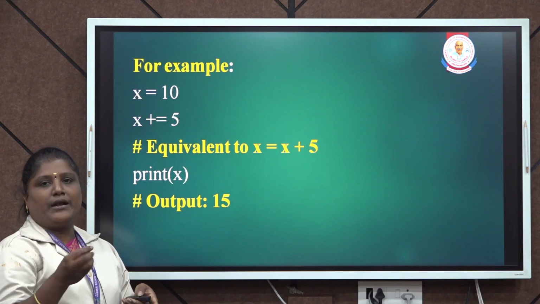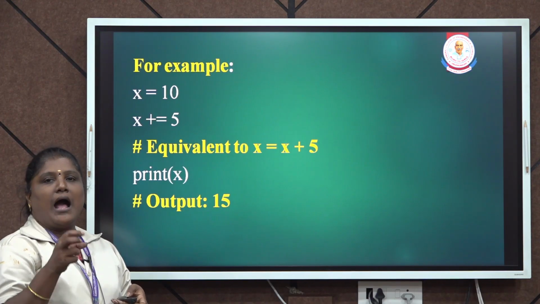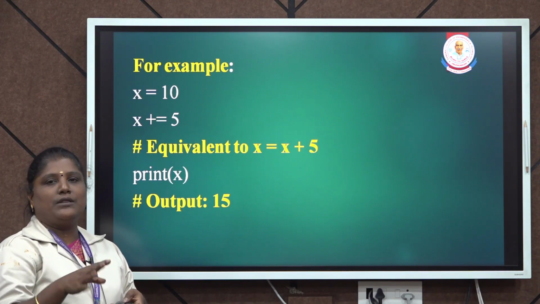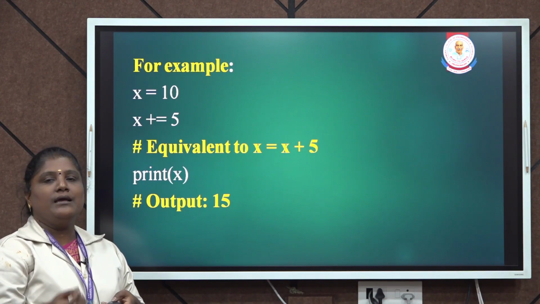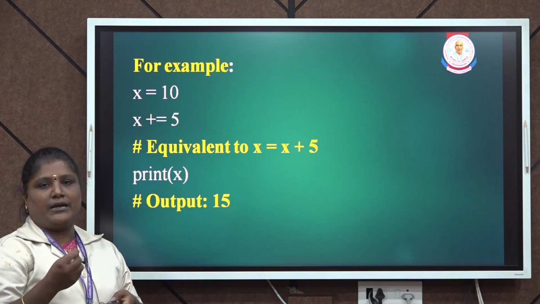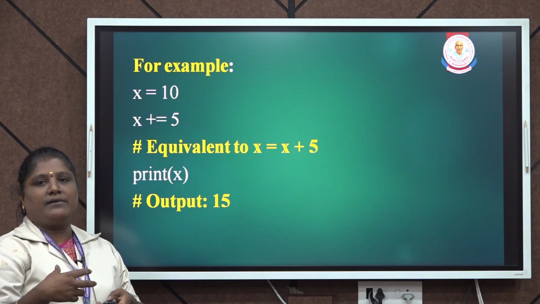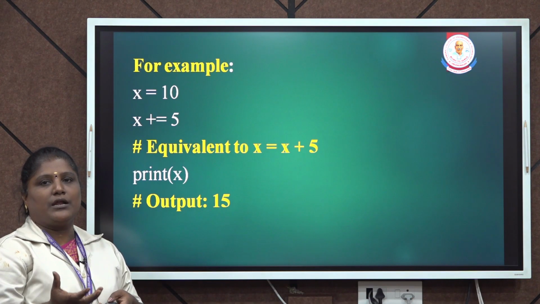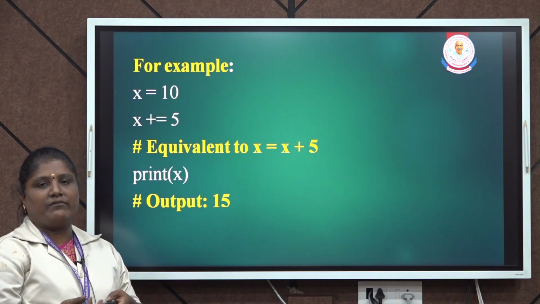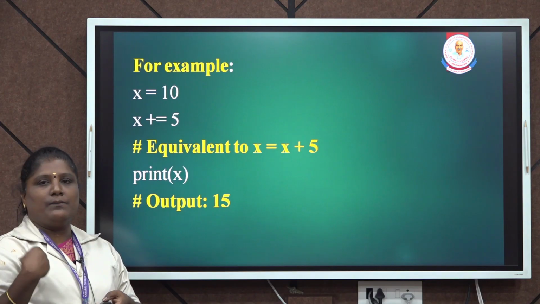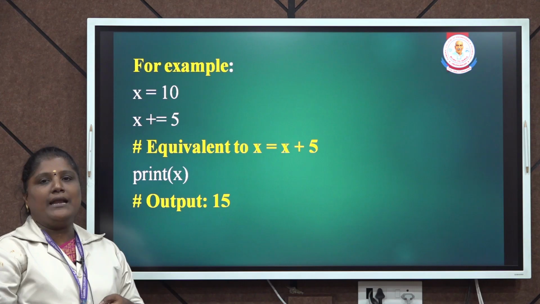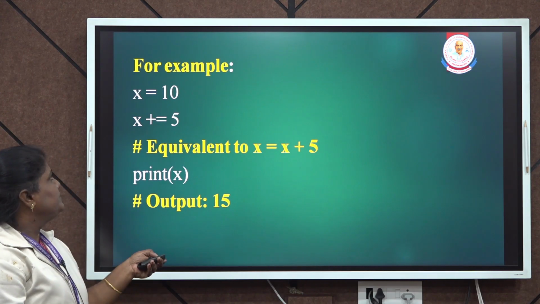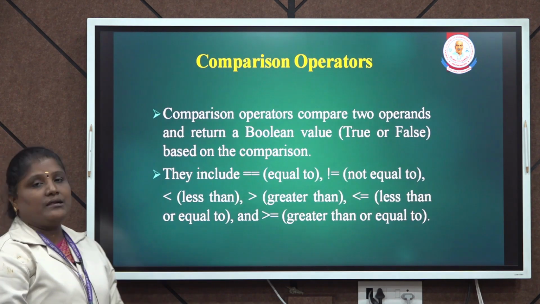So, an assignment operator is used to assign a value to a particular variable. In general, the assignment operator is the equal to operator, and the compound assignment operators used in Python and any language are plus equal, minus equal, multiplication equal, division equal, modulo division equal and exponentiation equal. Next we move on to the comparison operator.